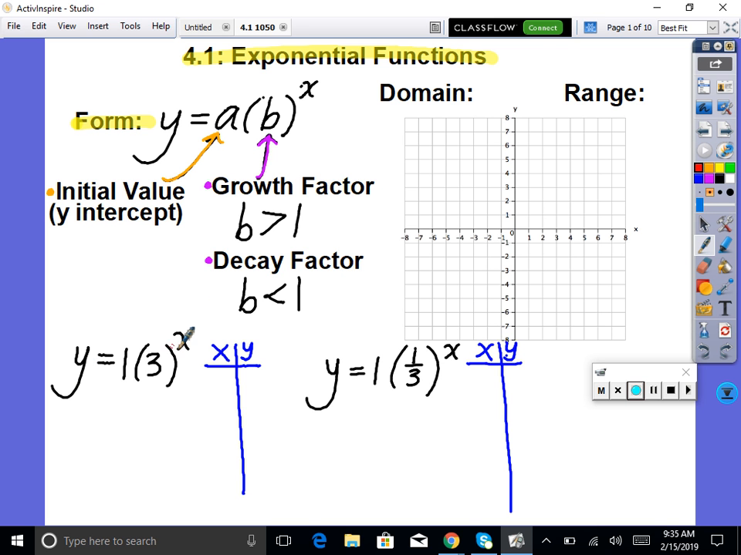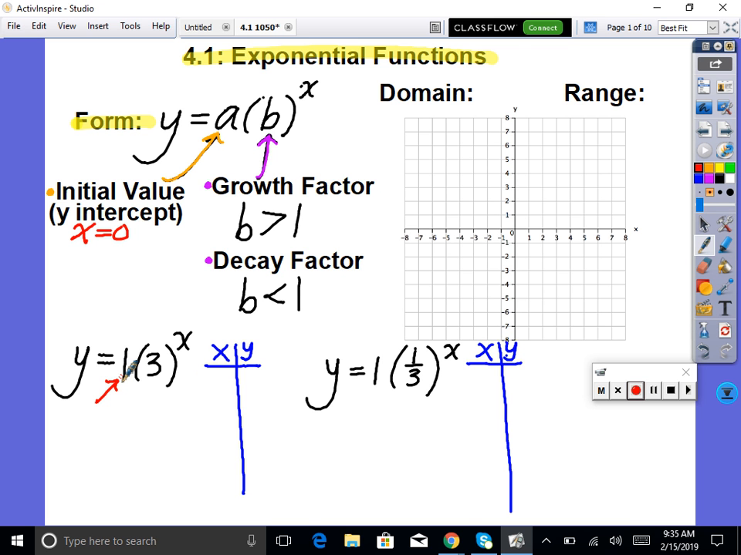y equals 1 times 3 to the x. Our initial value would be 1, or our y-intercept is 1. Now think about why this will always be the y-intercept. Y-intercepts are always when x equals 0. If I plug in 0 right here, then that is 3 to the 0, which would be 1. So that's why this would just be your initial value every time.